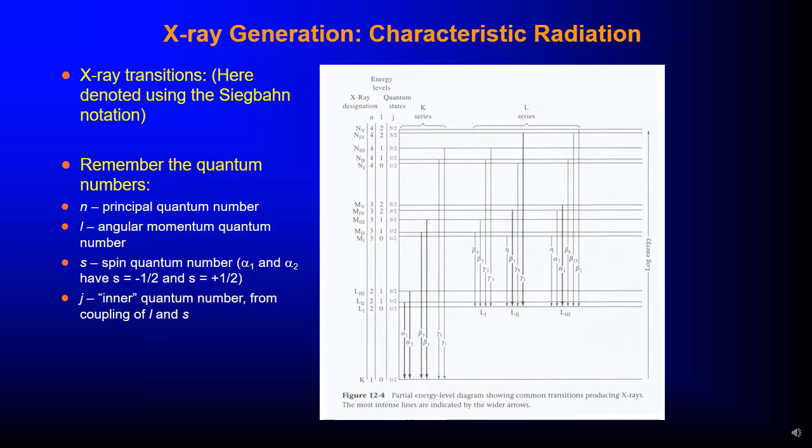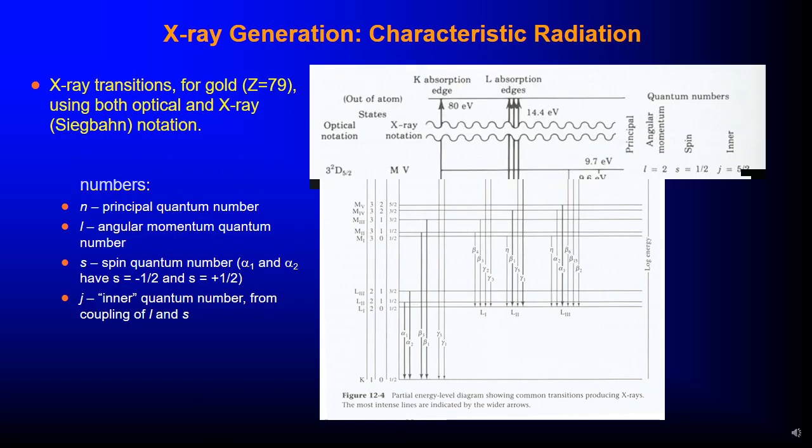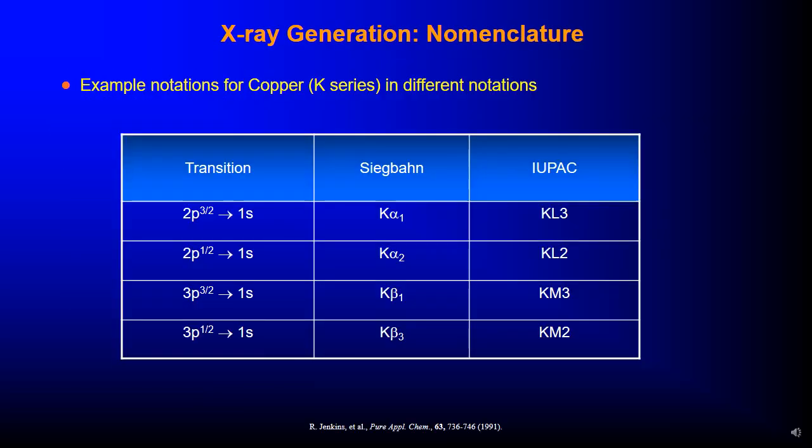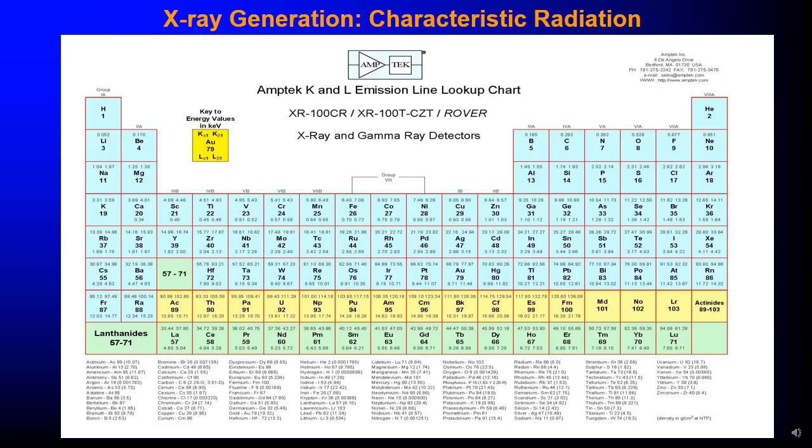Diagrams already, the n, l, s and j, the spin, and then now you will be able to understand. So that is K alpha 2. If it is coming from 3p and then that spin, then it is called the K beta 1, and the same we have the K beta 3. So some of the X-ray generation characteristic radiation you can see.